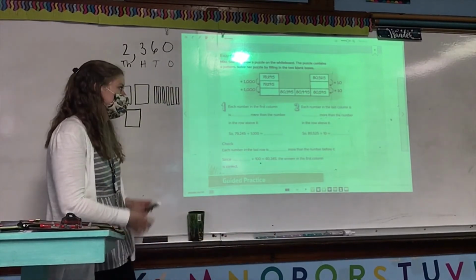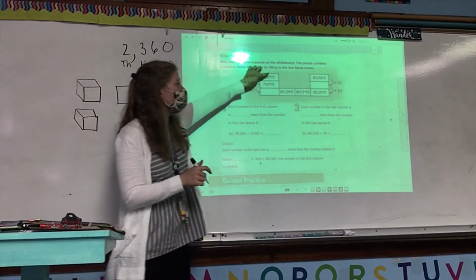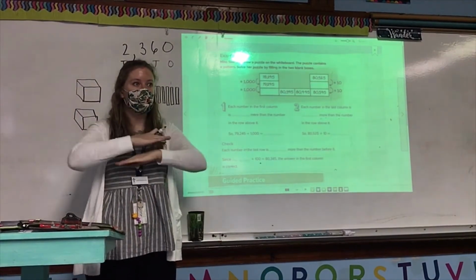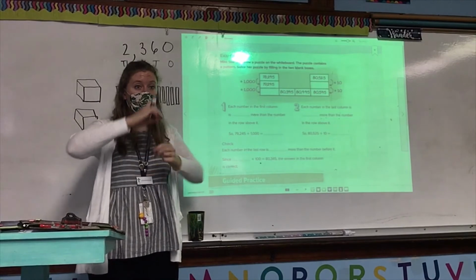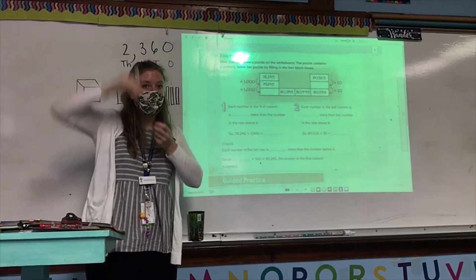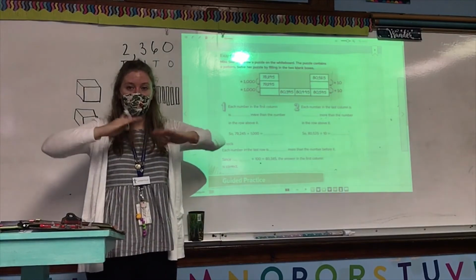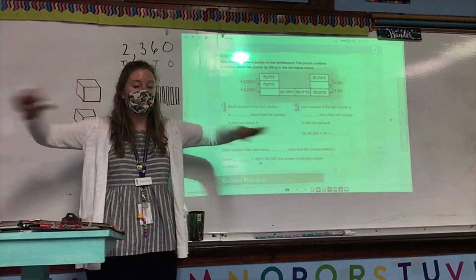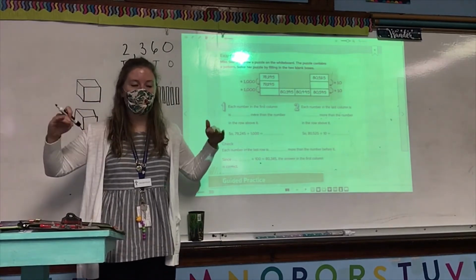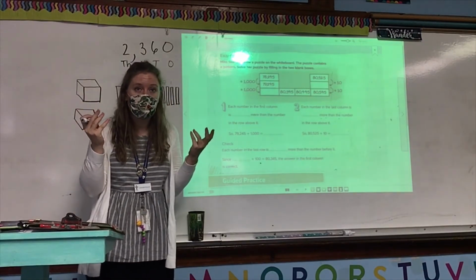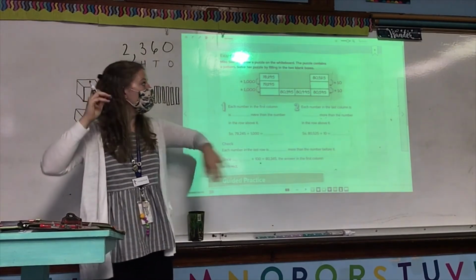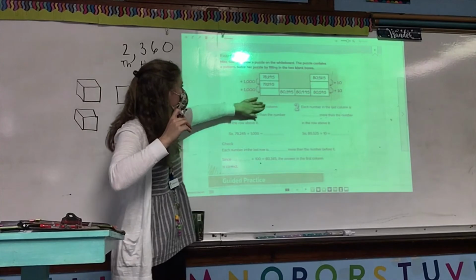Step 1. Each number in the first column. Remember, columns go up and down, rows go side to side. It's like a row of bushes. You wouldn't plant one right on top of each other because then they wouldn't grow, so rows have to be planted side to side. Columns go up and down because if you have a column on a building and you put it sideways, it's not going to do anything. It has to be up and down to hold up the roof. So we're looking at the first column.